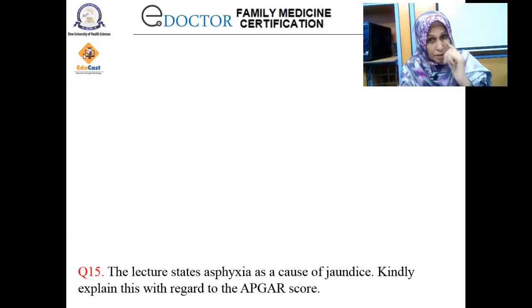Generally, asphyxia can contribute to jaundice in the sense that hypoxia can suppress the hepatic enzyme which causes conjugation of the bilirubin. Whenever there is significant hypoxia, the conjugation of the bilirubin is affected, and you would have higher levels of unconjugated hyperbilirubinemia.